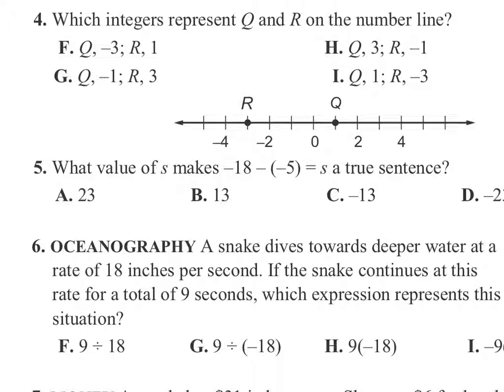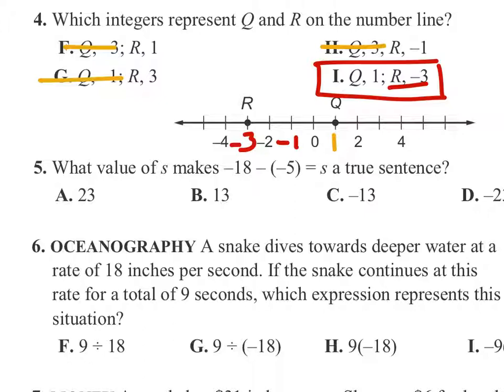Number 4, which integers represent Q and R on the number line? Well, Q, if we were just to look at that value, I got, not negative, it's a positive 1. So F is automatically eliminated. G is showing Q as negative 1, so that's elimination. And H is showing Q as 3, that's eliminated. But let's just confirm also that R is negative 3. Well, 0, going to the left, we're going into the negatives. Negative 1, negative 2, bam, negative 3. My answer is I.